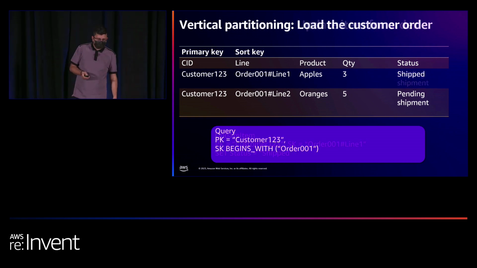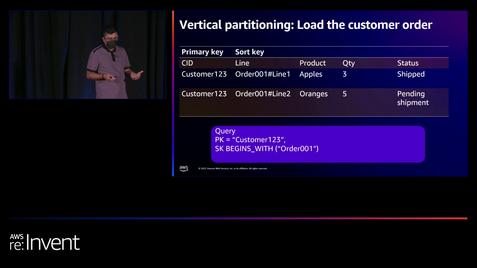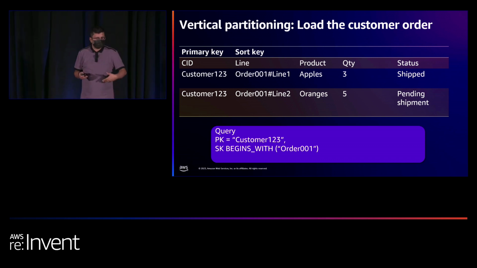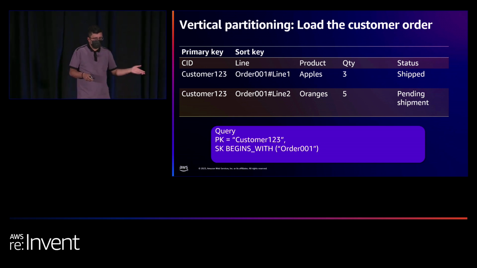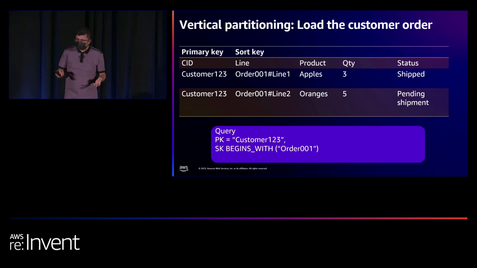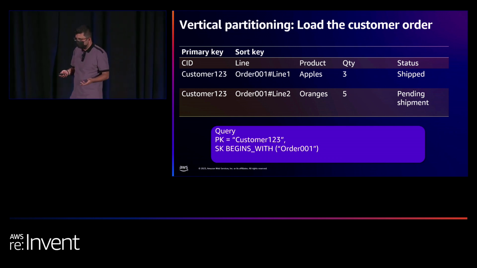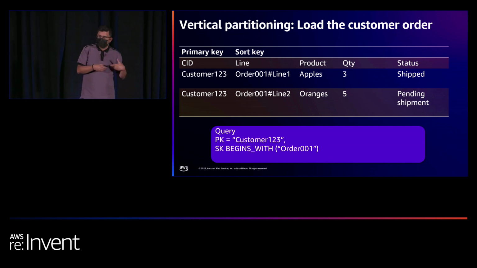Similarly, you want to load the customer data, right? You want to show everything now. So you can do begins with on the sort key so that you get all the order line items. Let's say you want to show for this order what are all the order lines that are there on a single page. Take the customer ID as the hash key, the primary key, and then the sort key being the specific order number. Pass that as the begins with part of your query, and you get the whole thing in front of the customer.